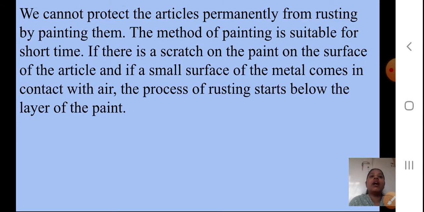Okay students. Now, we cannot protect articles permanently from rusting by painting them, as I told you. The method of painting is suitable for a short time. If there is a scratch on the paint on the surface of the article, and a small surface of the metal comes in contact with the air, the process of rusting starts below the layer of paint. So painting is helpful only for a short period of time for the prevention of rusting. But as I told you, with advanced technology, we will now see what further things we can do.